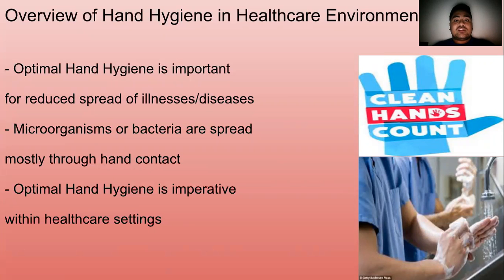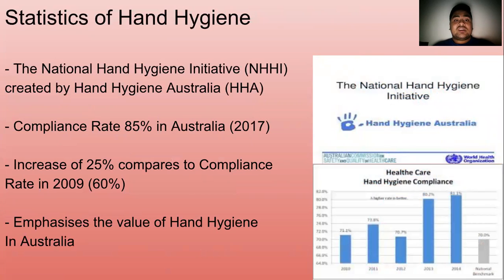If their hands are not clean, simple activities such as placing a finger in the mouth or rubbing the nose or eye may transmit enough germs into the body to cause infection. The National Hand Hygiene Initiative (NHHI), implemented by Hand Hygiene Australia (HHA), shows that the compliance rate of hand washing within healthcare environments of Australia by the end of 2017 was 85% in comparison to the rate of 60% during the year of 2009. This highlights the importance and value of proper hand hygiene among health professionals, increasing both their own and their patients' health as well as their surroundings.